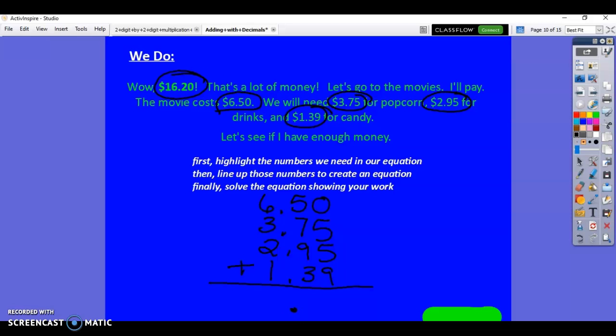So we have 0 plus 5 plus 5 plus 9 is 19. 1 plus 5 is 6, plus 7 is 13, plus 9 is 22, plus 3 is 25, so I have a 5. And then we regroup, we carry, we have 2 plus 6 is 8, plus 3 is 11, plus 2 is 13, plus 1 is 14. $14.59. Yes, I have enough.